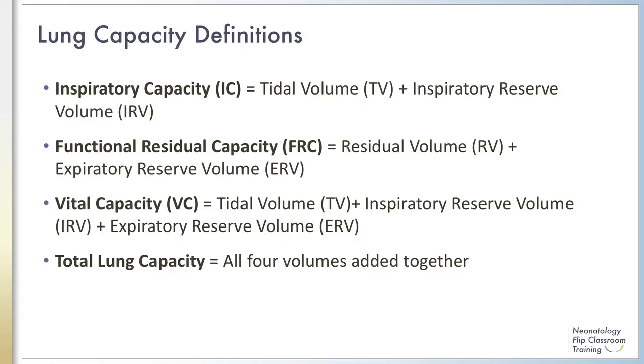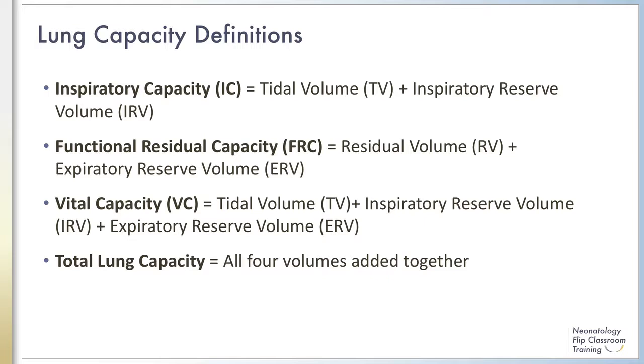Lung capacities are determined by adding together the different volumes the lung is capable of. The inspiratory capacity of an individual represents the amount they normally breathe plus the amount they can inhale on top of their normal breaths: the tidal volume plus the inspiratory reserve volume. Alternatively, the functional residual capacity is the amount a person is capable of exhaling plus the amount of air they always have present in the lung: the expiratory reserve volume plus the residual volume.